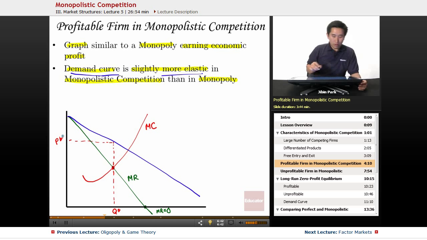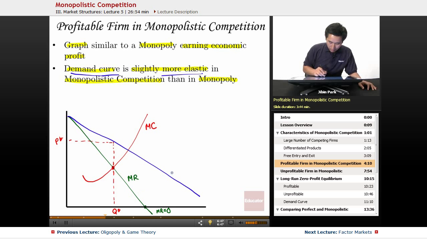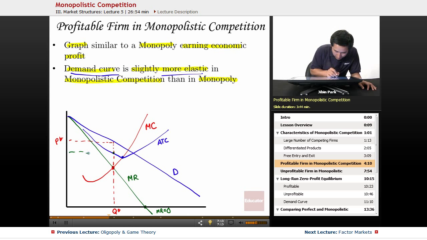So where's the profitability here? Well, you want to put the ATC in between the demand curve here and the marginal revenue curve here. So the ATC is still going to follow the same rules. The ATC and MC intersect at the minimum point of the ATC. Okay, so this is the ATC here. So a monopoly in the short run making a profit is going to be below the price but above the ATC here. So right here is going to represent economic profit.